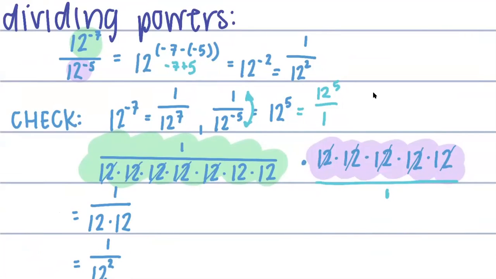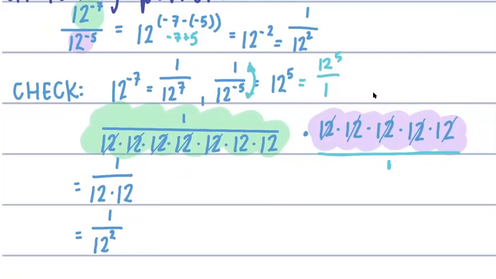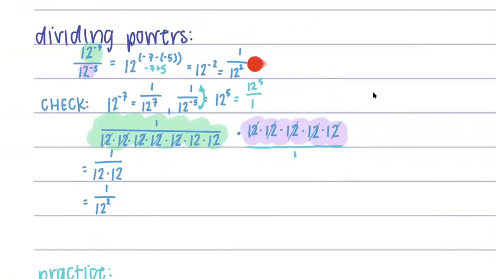And then we can use our canceling rule because this is multiplying and dividing. Remember that you can't use this canceling out process when it's addition and multiplication, or addition and subtraction. You can only use it when it's multiplication and division. So we do that, we cross out 5 12s here, and we cross out 5 12s here. So we're left with these two 12s in the denominator. That's what we have, 1 over 12 times 12, which is 1 over 12 squared. Now, if we look back up here, that's exactly what we got.